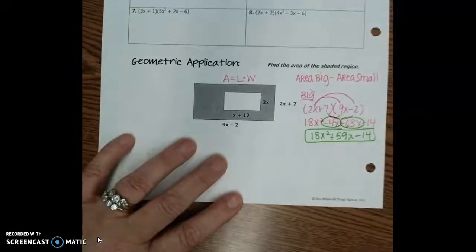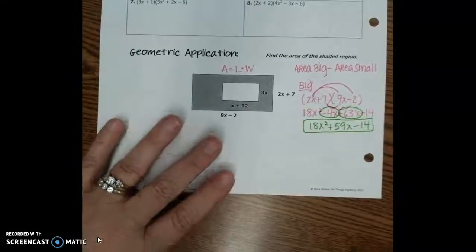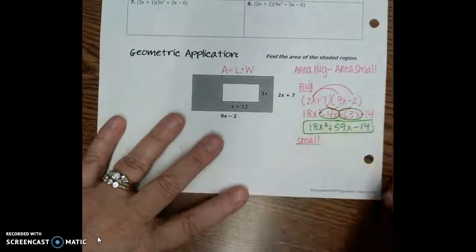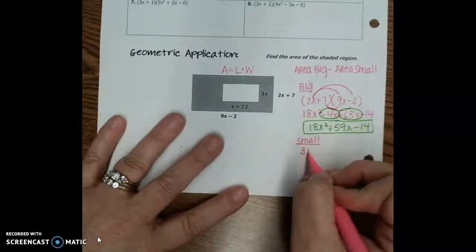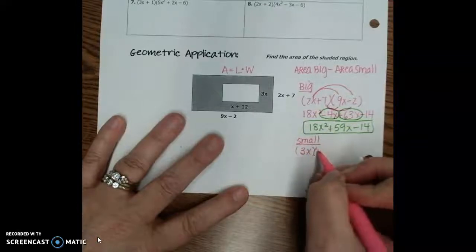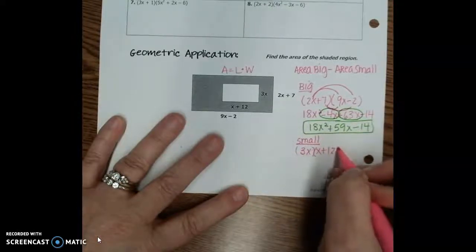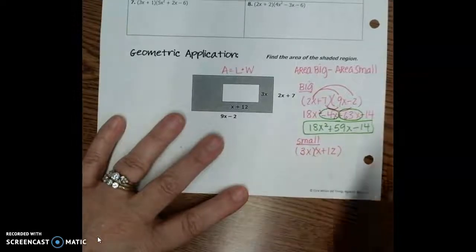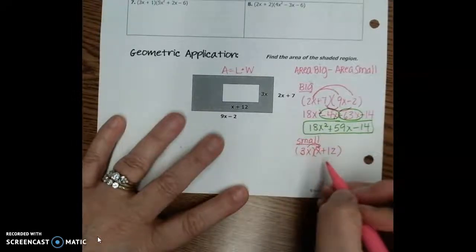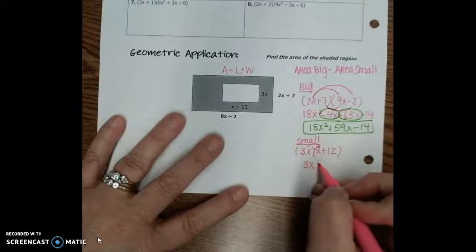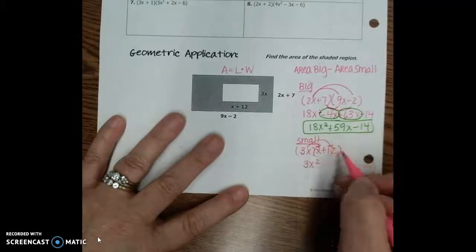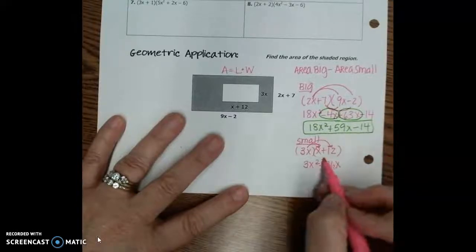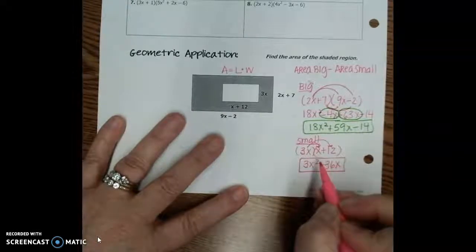Okay. Now we're going to have our small. Our small's dimensions are 3x, and that's going to be multiplied by x plus 12. This is like we were multiplying yesterday, a monomial times some sort of polynomial. 3x times x is 3x squared, and 3x times 12 is 36x. Okay, with no like terms.